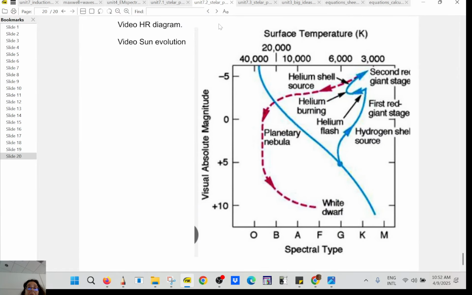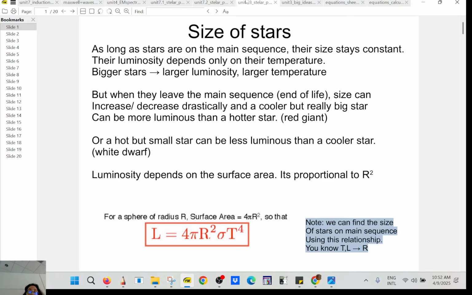Okay, done. 7.3. Almost done with these units.